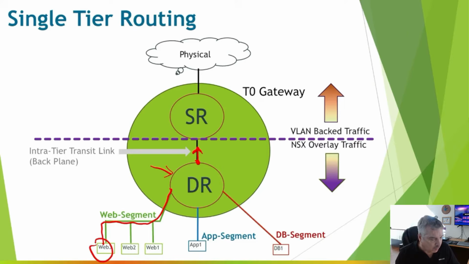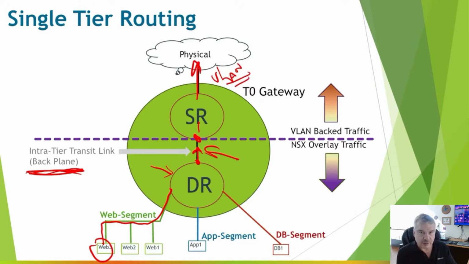So it's still in an overlay network. And this link that's between these two DRs and SRs is called the inter-tier transit link, or the backplane, okay? And this is automatically created for you when you set up your routing. Anyways, enough of that. That's all review stuff. So at this point, when the edge gets it, it will decapsulate that. This is still overlay network here. It will decapsulate it, send it to the SR, and then the SR sends it out to the physical world. And this physical world is backed by a VLAN. So you see this edge, again, is sitting between the VLAN and the overlay.